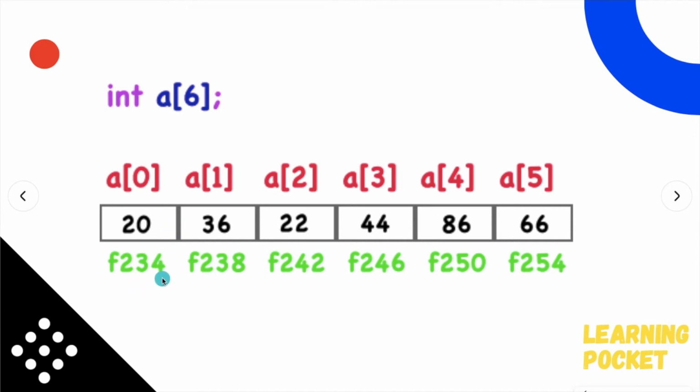You can see the difference in the memory addresses is 4. Why is it 4? It is 4 because it is an integer type array, and an integer is stored in memory as 4 bytes. That is why we see the difference of 4 bytes here, and that is what I mean by contiguous memory location.